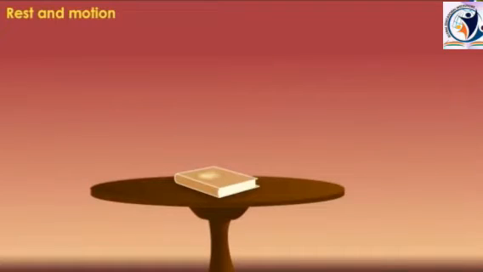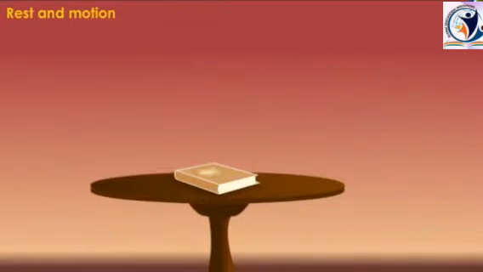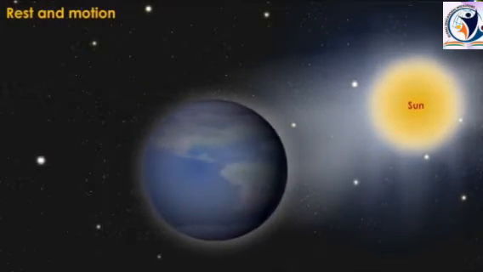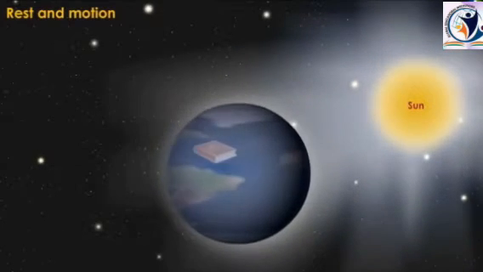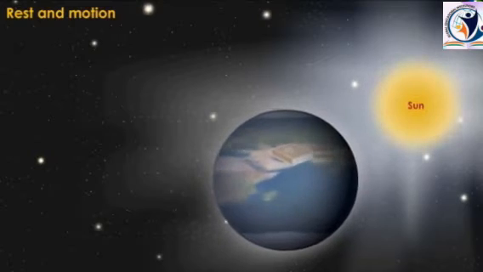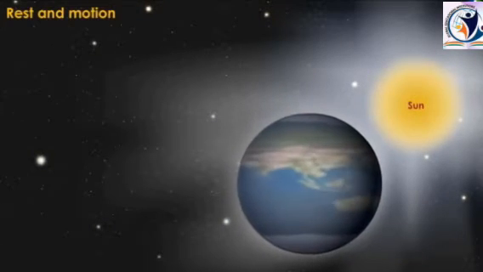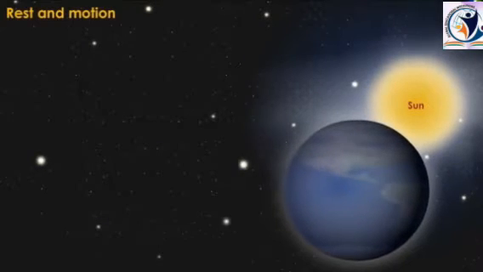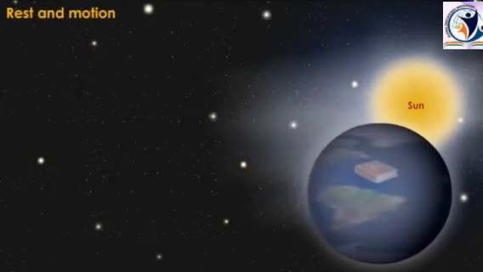Let us see an example. Suppose a book is lying on a table. The book is at rest with respect to the surroundings. But the earth is revolving round the sun. Therefore, anything lying on the surface of the earth is also in motion. We can thus conclude that the book is in motion with respect to the sun.